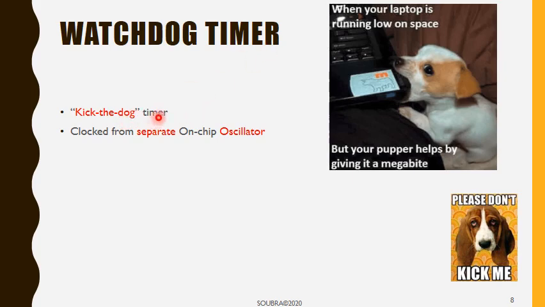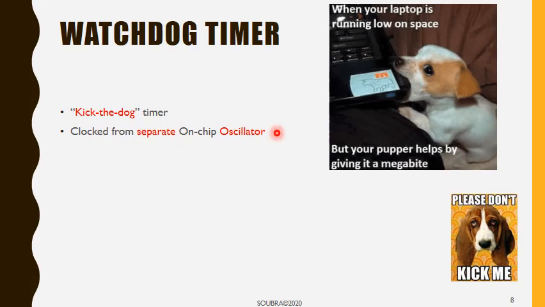Because it's a timer, it will say that I'm going to wait for 2 seconds. If no one kicks me, I'm going to bark. So it needs some kind of clock. Another name for a clock that we learned in this particular course is an oscillator. And I'm telling you that we're going to use a separate oscillator for the dog.